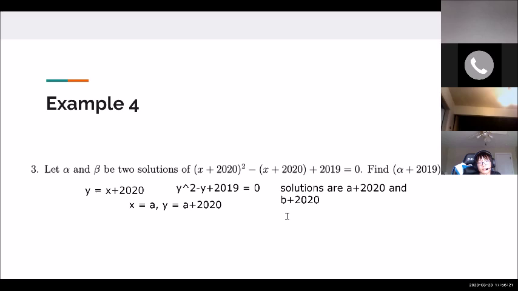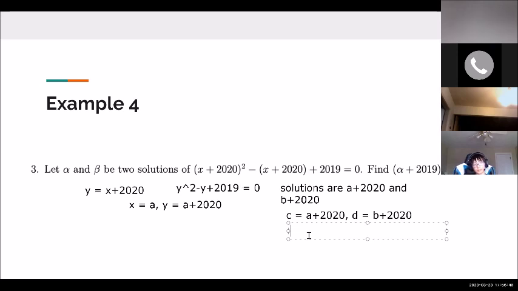Actually, let's define two new variables. So C equals A plus 2020 and D equals B plus 2020, right? And by the way, this problem is a bit difficult, so if you don't understand, don't worry, because this is more like AMC 10 level rather than AMC 8. Well, for this, now we have these solutions of this quadratic are C and D.